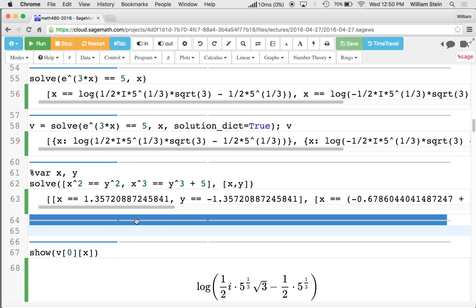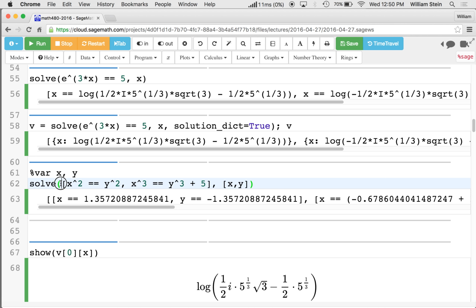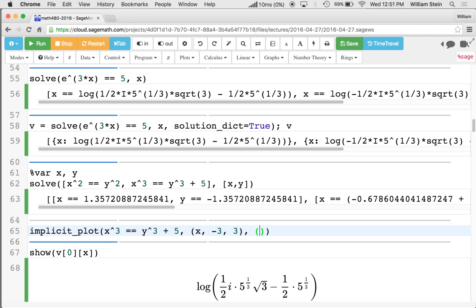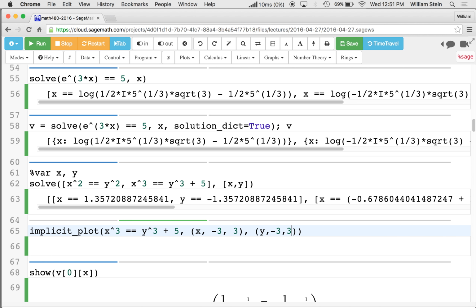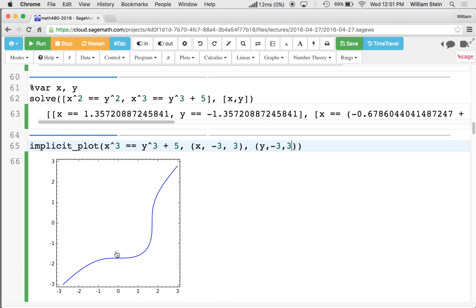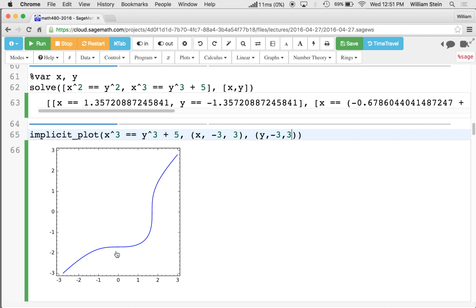By the way, to peek ahead a little bit, there's an implicit plot function called implicit_plot, and you can give it an equation, and it will plot the real solutions. And you have to give it a little box where it's supposed to plot the real solutions. So I'll just go from -3 to 3 and -3 to 3. I don't know what it looks like, but see, what it just did was it evaluated x cubed minus y cubed minus 5 on a grid over the whole thing, and then it drew a curve that nicely goes through the points where that thing was very close to 0.